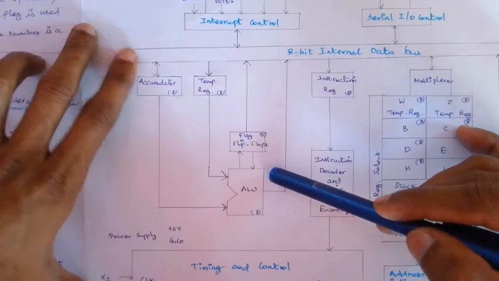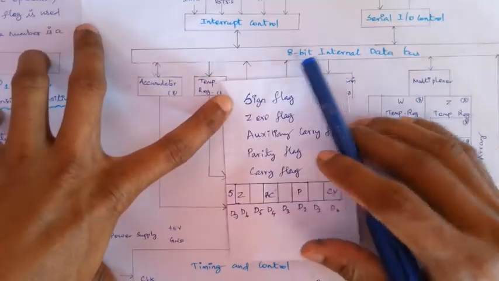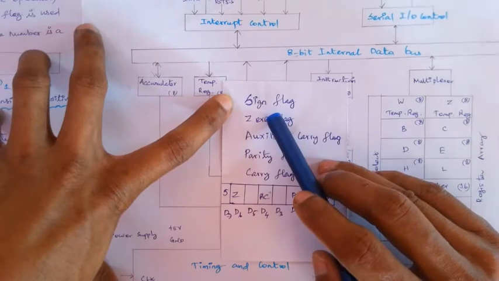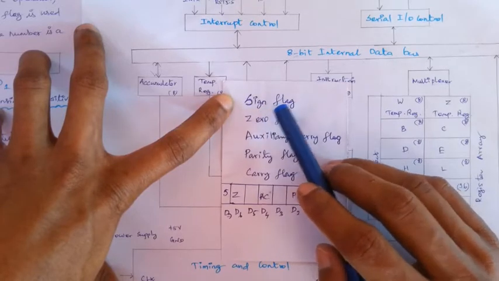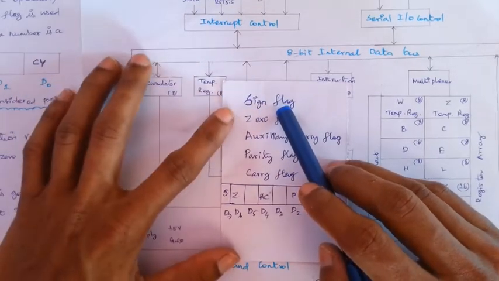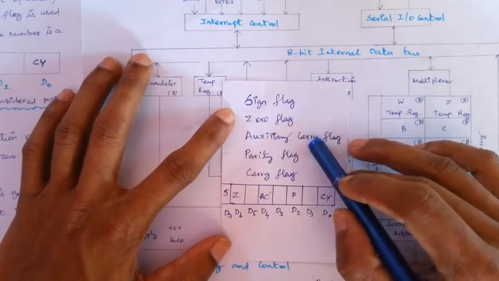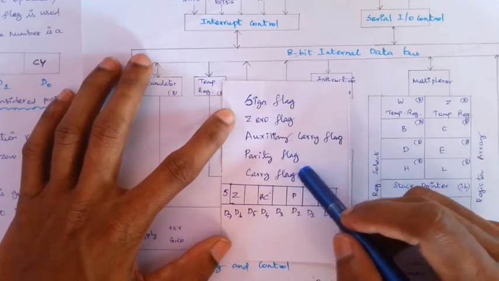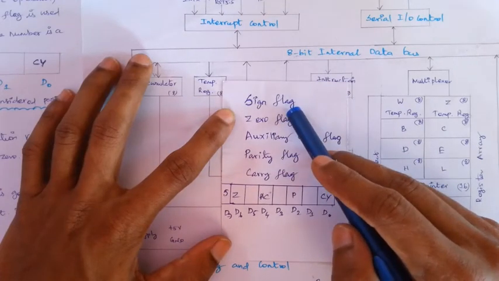Now we discuss the various types of flags in the 8085 microprocessor. First one is sign flag, next one is zero flag, auxiliary carry flag, parity flag, carry flag. The first one is sign flag.